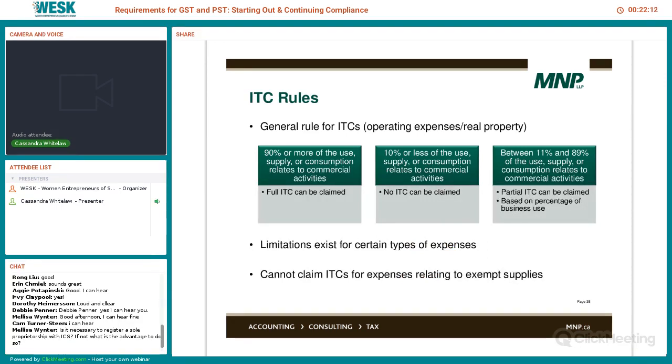So if you have acquired something to be used 90% or more in your commercial activities, you're eligible to claim the full ITC. If your use is 10% or less in commercial activities, then no ITC can be claimed. And between 11 and 89% in taxable activities, then you can claim a partial ITC. And then this will be based on the percentage of business use. There are certain types of expenses where the ITC is limited. And once again, you can't claim ITCs on purchases made for exempt supplies.